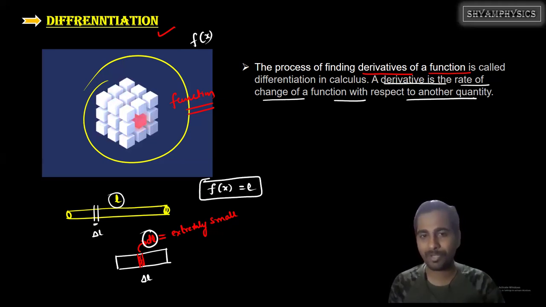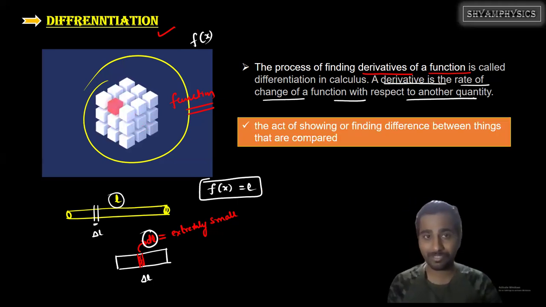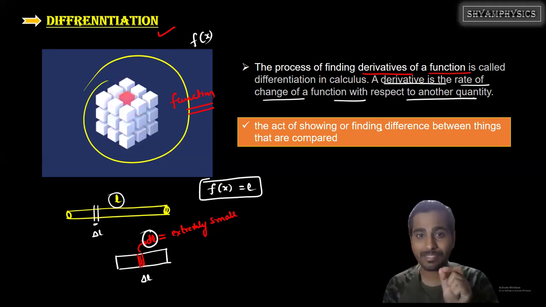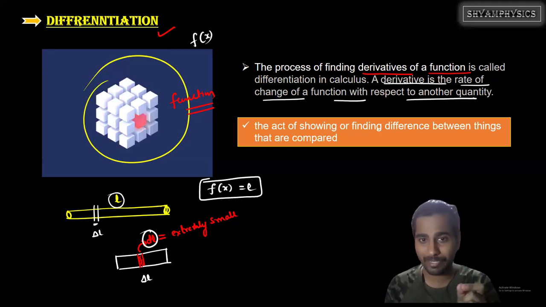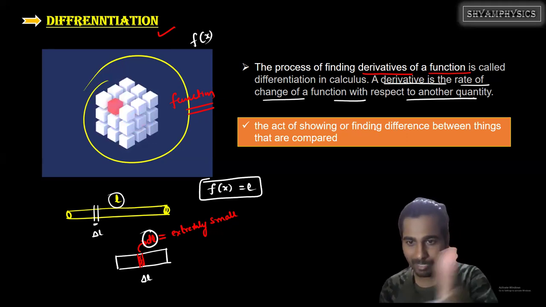In a short way, the word for derivation or differentiation is the act of showing or finding the difference between the things that are compared. We'll get to know what this means on the second page.